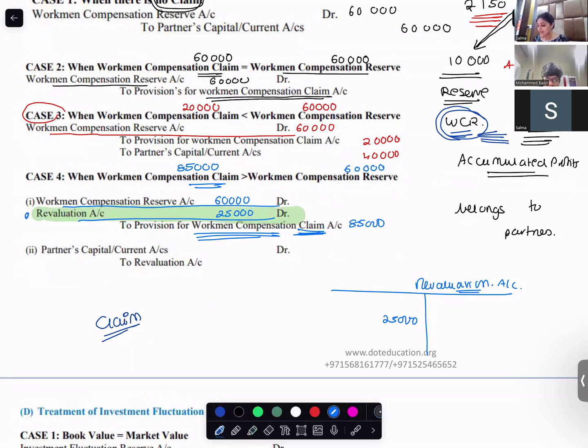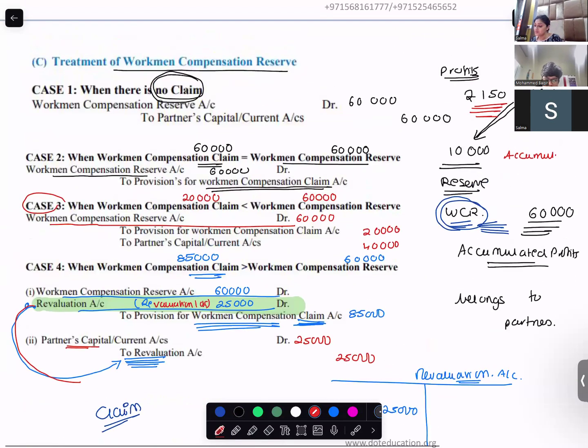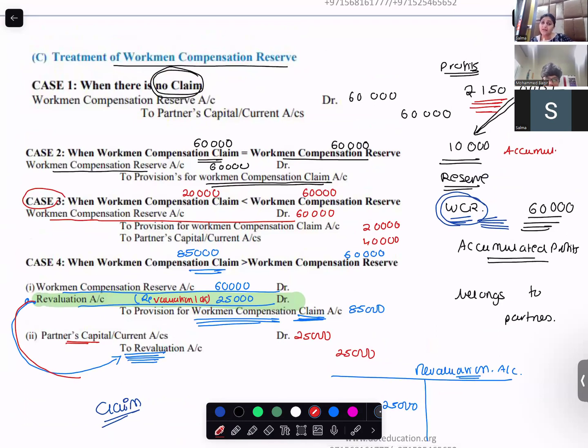Now, whenever you create an unrecorded loss in the revaluation account because of this excess claim, this revaluation account has to close. It is debit over here, so it has to become credit. So this is a revaluation loss indirectly, and it has to be distributed amongst the partners. So you would debit partners' capital account 25,000 and credit revaluation account 25,000. I'm giving you some time. Please try to digest it. The writing part you can do later after seeing the video.